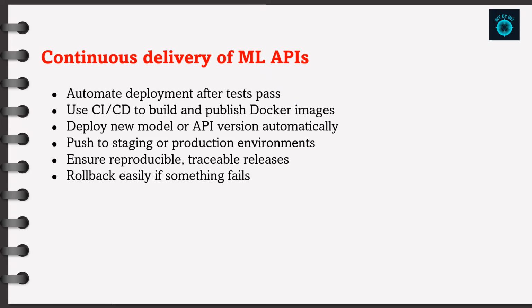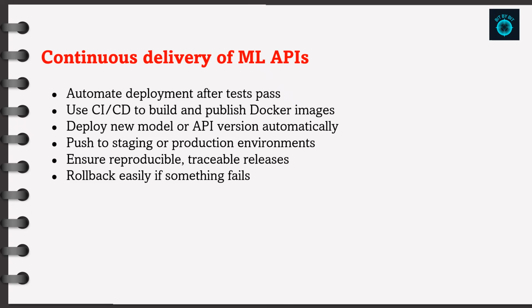Then, we deploy new model or API versions automatically. Once the Docker image is uploaded, another job in the workflow can pull that image and start it on a cloud service or a Kubernetes cluster. That means as soon as your code is ready, your live API gets updated automatically, no manual steps needed.